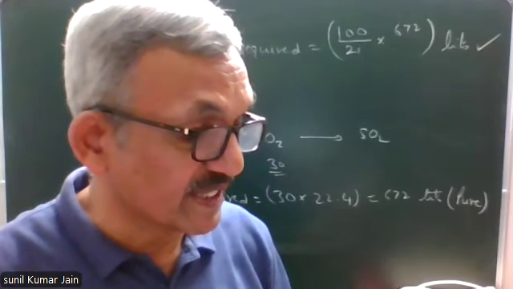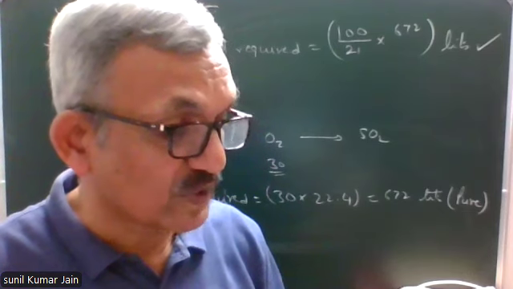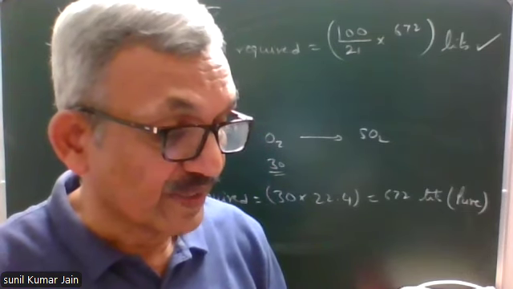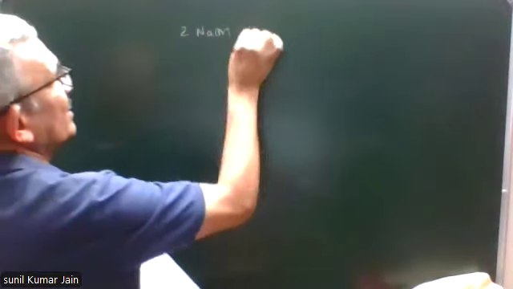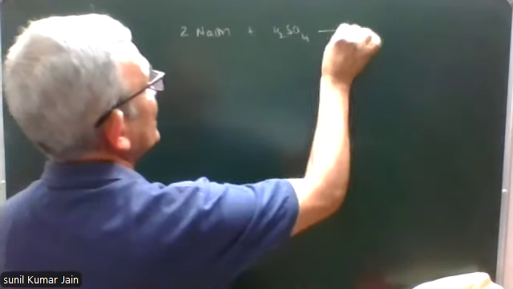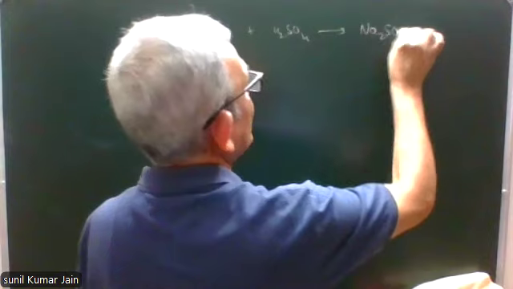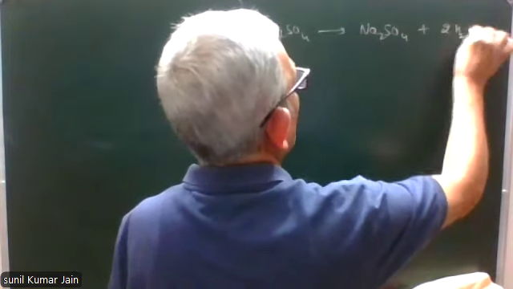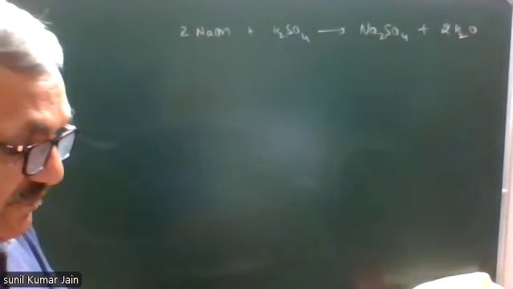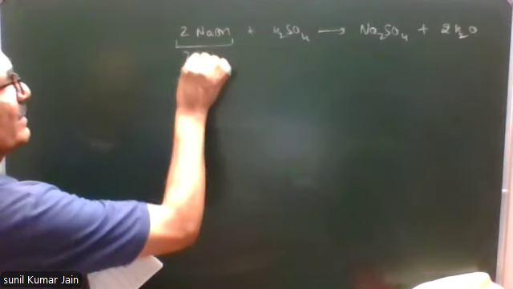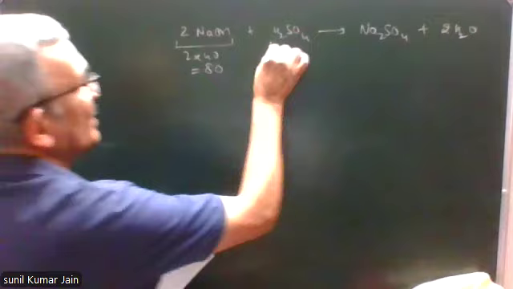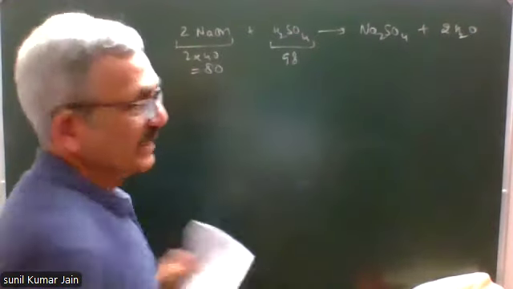Fourth numerical. Calculate the cost of complete neutralization of 1 kilogram of sodium hydroxide with 80% sulfuric acid, which costs rupees 4 per kilogram. 2NaOH plus sulfuric acid gives sodium sulfate plus 2 water. Now we have 1 kilogram of sodium hydroxide. See, this is 2 into the molecular weight, 80, and this has molecular weight 98.